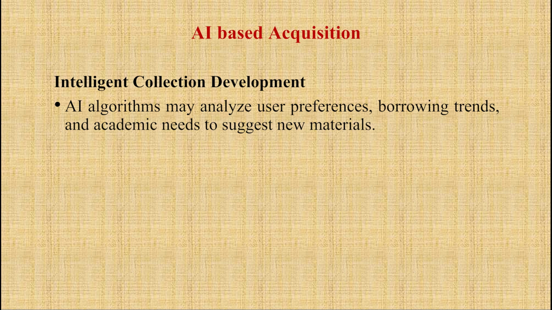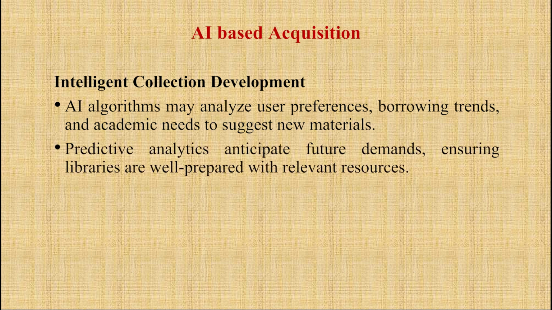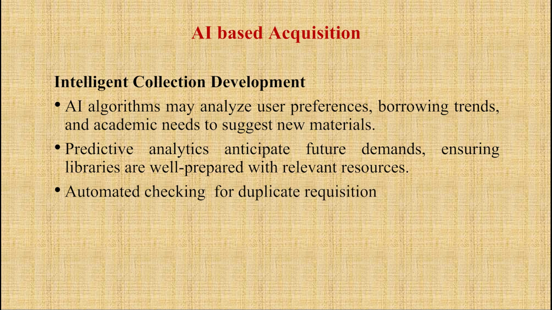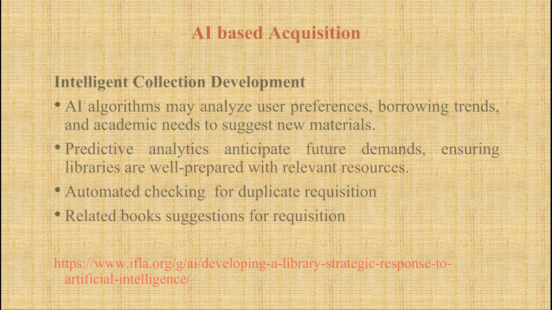AI algorithms may analyze user preferences, borrowing trends, and academic needs to suggest new materials. Predictive analysis may anticipate future demands, ensuring libraries are well prepared with relevant resources. Automated checking for duplicate acquisitions, related book suggestions for acquisitions.